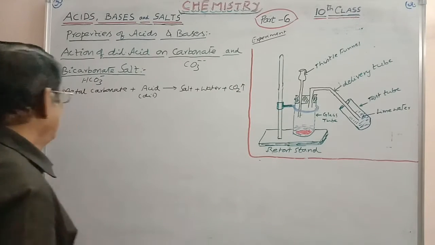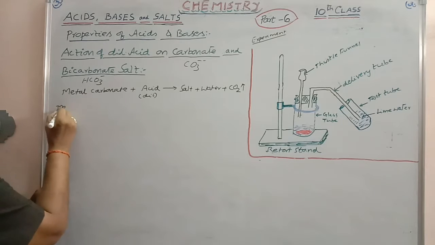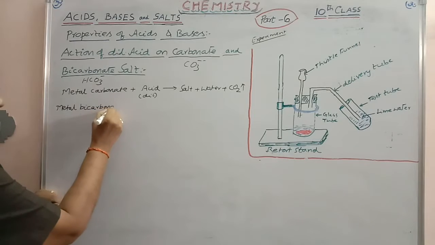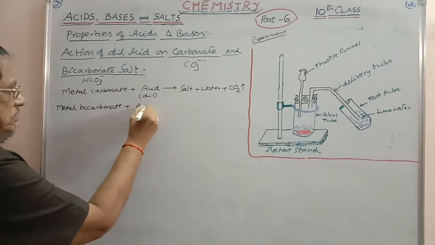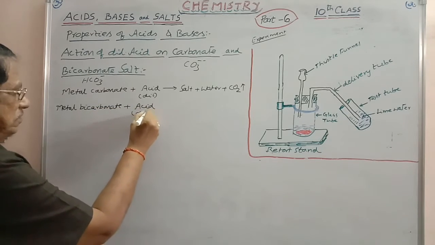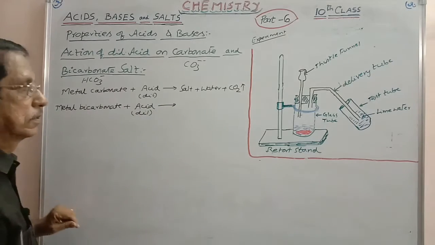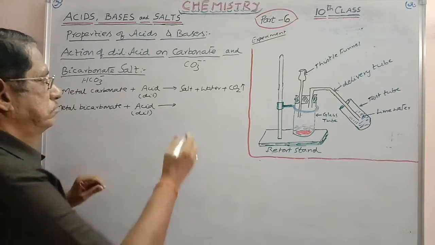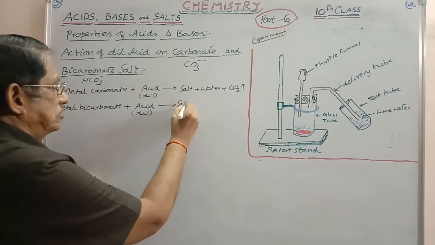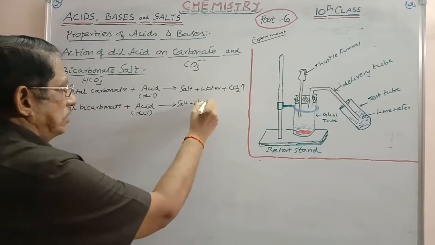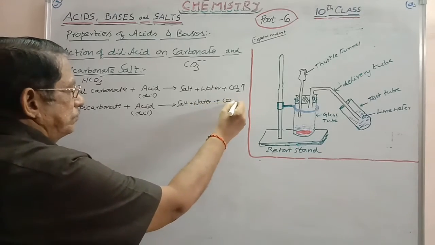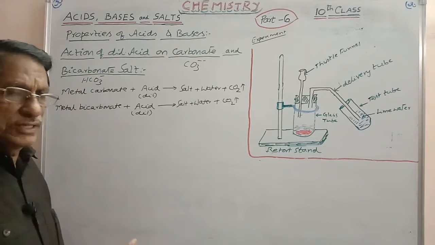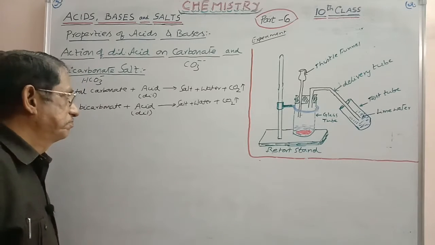Okay. If you take metal bicarbonate, plus acid, dilute once again. It is sufficient. If you take concentrated acid, the reaction becomes vigorous. Once again you will get the same result, salt plus water plus CO2. In both the cases, carbon dioxide gas is obtained. If you want, you can put down the equation easily.